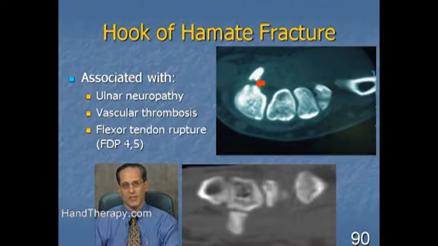Sometimes it can be picked up on a carpal tunnel view, but many times the patient cannot dorsiflex the wrist enough to get an adequate visualization on a carpal tunnel view. So the evaluation modality of choice is a CT scan.